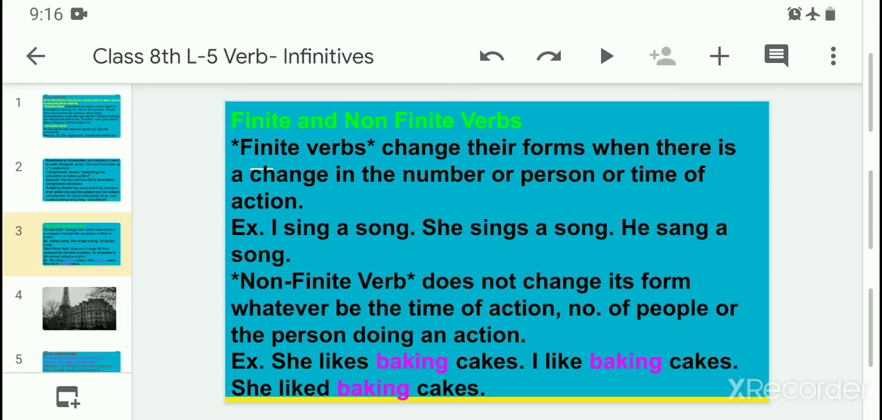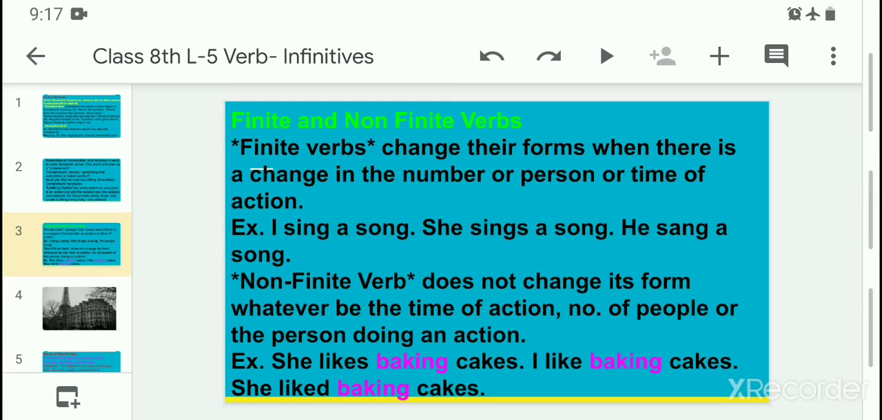For example, she likes baking cakes. Here present tense, I like baking cakes. According to person, first person, I like baking cakes. She liked baking cakes. Now what is liked? It is past tense, and those two were present tense, right? So whether the person is changing here, whether the number of people is changing here, whether the tense is changed here, the baking verb is a non-finite verb which is same in all conditions.